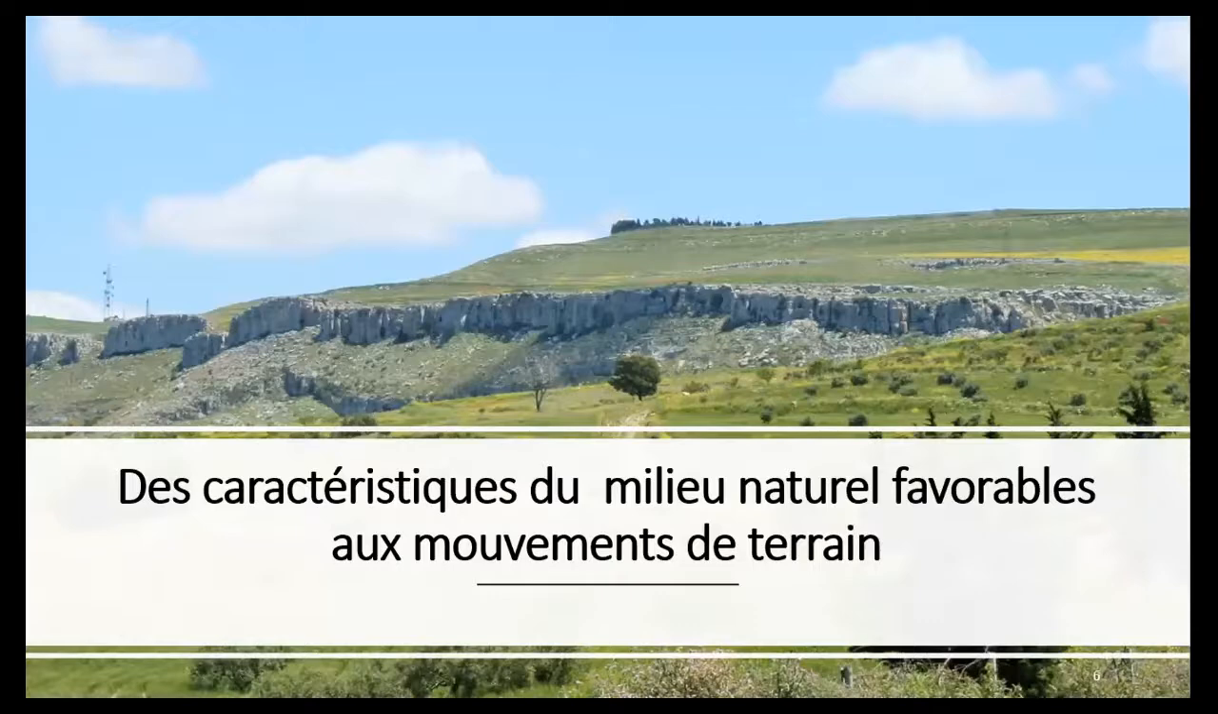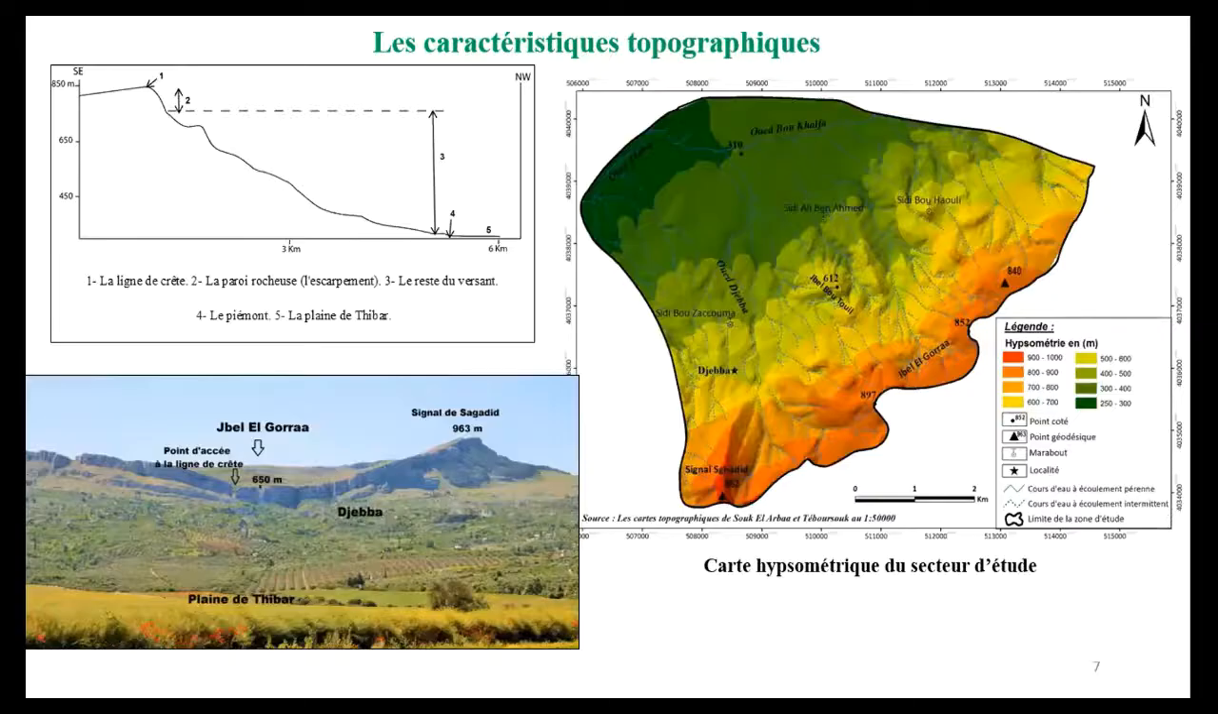Donc, je vais commencer par les caractéristiques du milieu naturel favorable au mouvement de terrain. Le secteur d'étude est dégagé dans un cadre topographique accidenté. Les altitudes sont assez élevées, elles culminent à peu près à 963 mètres d'altitude. Le versant est très irrégulier, surmonté par une paroi rocheuse bien marquée dans le paysage.